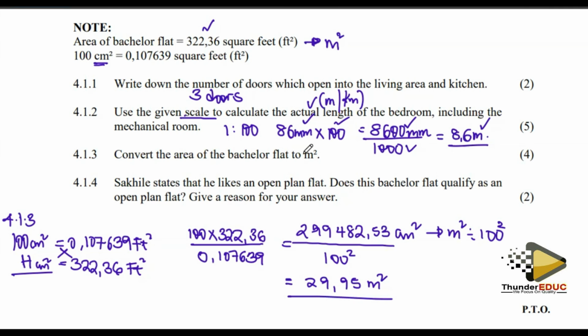Definitely, you might have walls on the bedroom, because it's a private part of it, and the bathroom, definitely, that's a private place also. So this one qualifies to be an open plan because there are no walls. They are asking, does this bachelor flat qualify? You start by saying yes. Why? It has no walls between the kitchen and the living room. That's why it's an open plan.